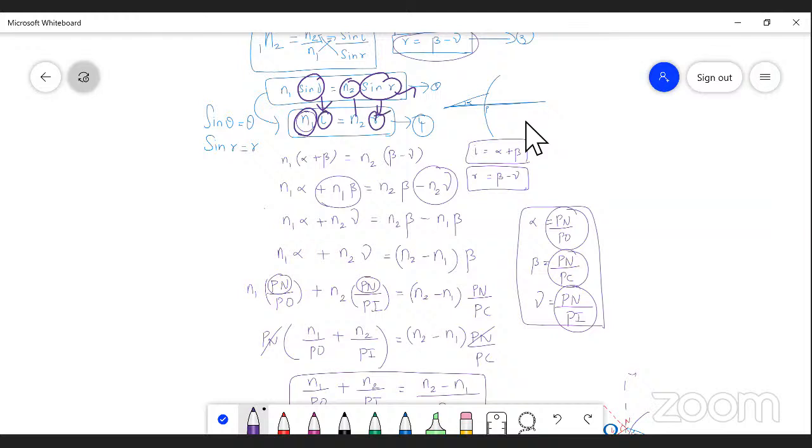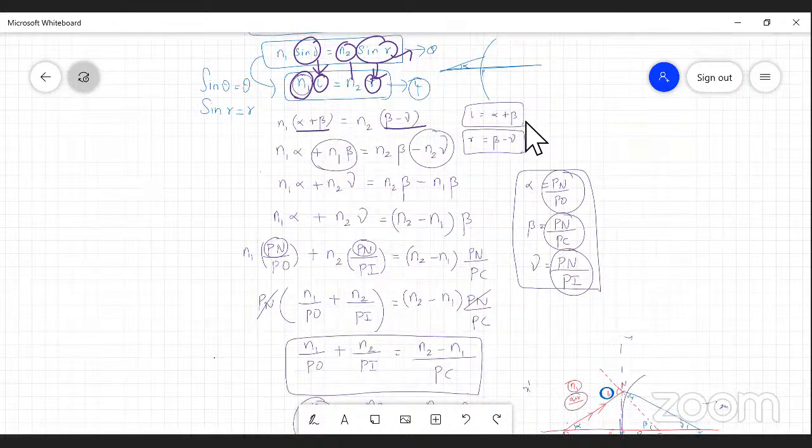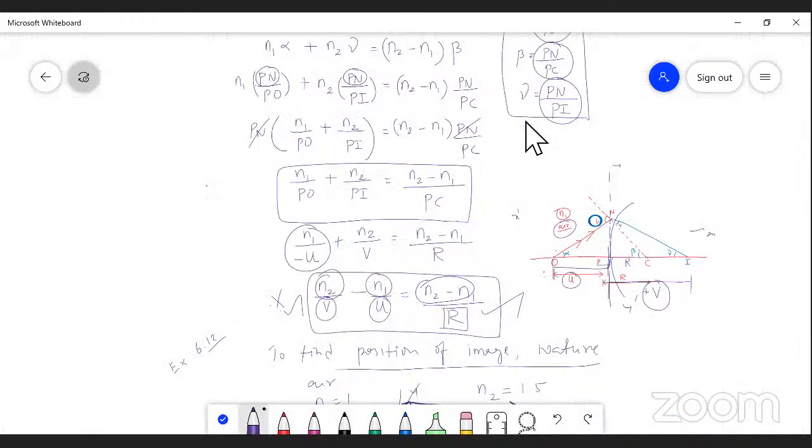The i value is equal to alpha plus beta, and the r value is equal to beta minus gamma. So substitute the values, and you get the final equation: n1 divided by PO plus n2 divided by PI is equal to (n2 minus n1) divided by PC. PO is the object distance, PI is the image distance, and PC is the radius of curvature. Substitute the values to get the final equation: n2 divided by v minus n1 divided by u is equal to (n2 minus n1) divided by R. This is the equation of refraction at a single spherical surface.